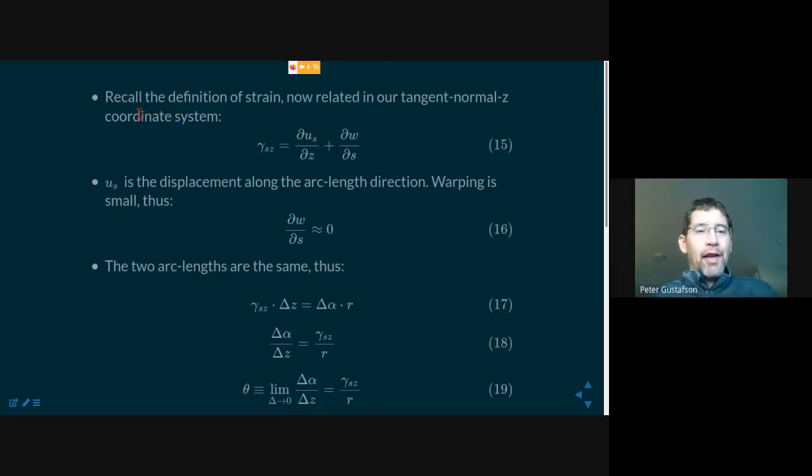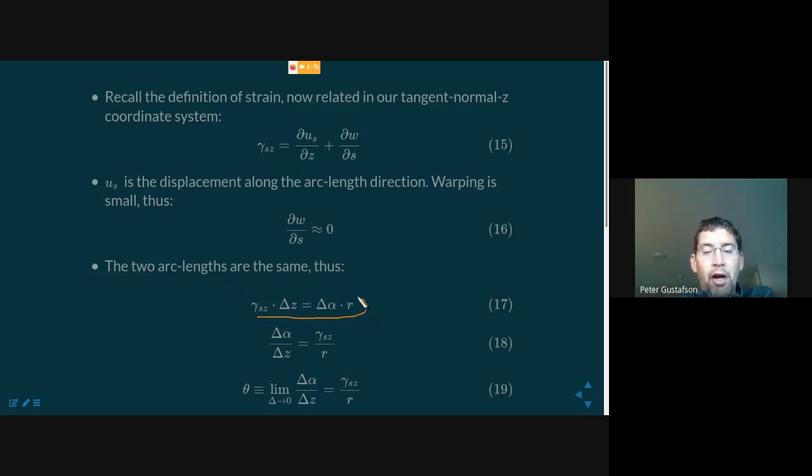So let's do that mathematically now instead of just with physical argument. Recall the definition of strain. Gamma SZ was dUs dZ. So this is the change in the displacement along the S direction with respect to Z, plus the change in the W with respect to S. Now, Us is the displacement along the arc length. We're going to say that W, the out-of-plane warping into the Z direction, is small. And since warping is small, we can say that its derivative is negligible. So gamma SZ is essentially just going to be equal to dUs dZ.